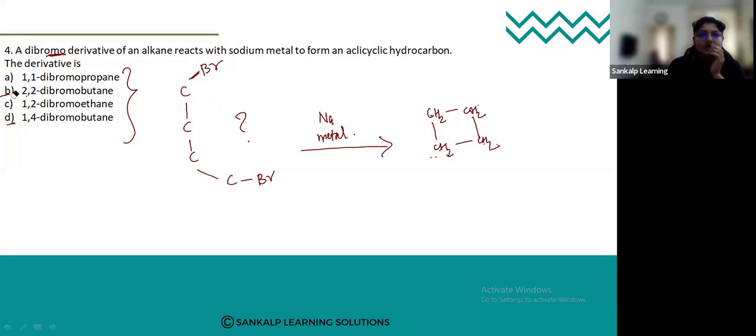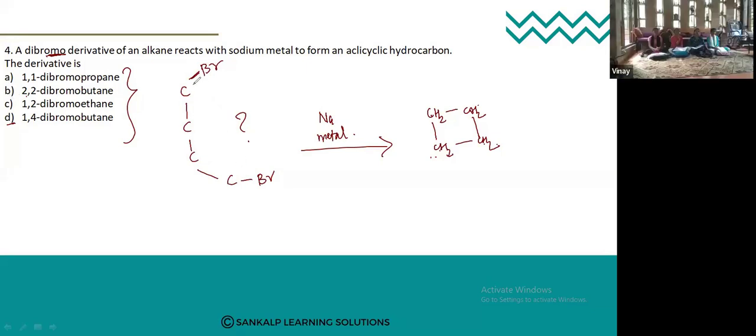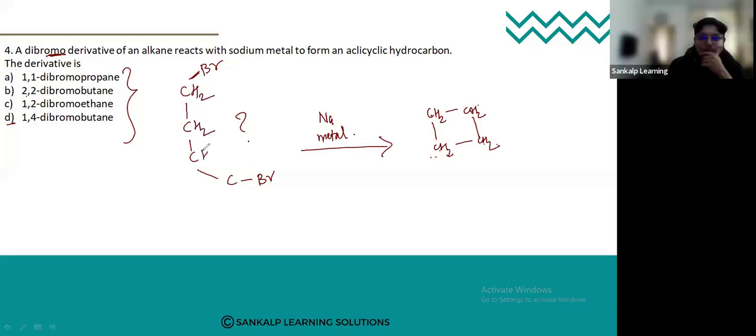So it is 1,4-dibromobutane, and that is our answer. This is the compound. If it reacts with sodium, it is giving you an alicyclic compound, that is cyclobutane.